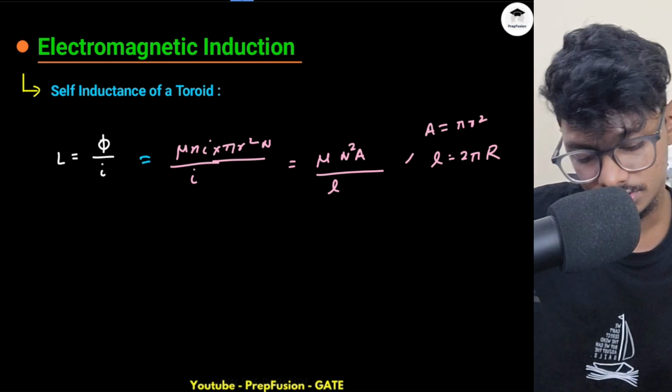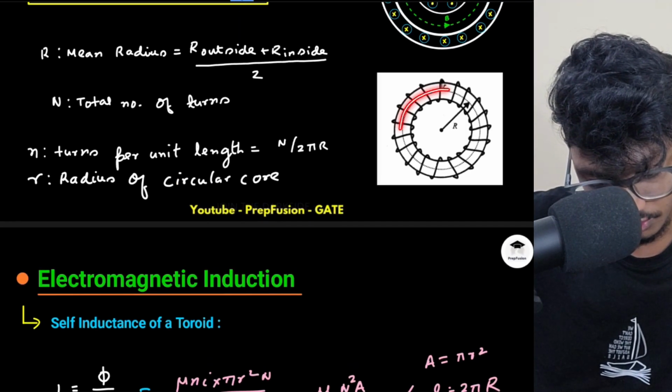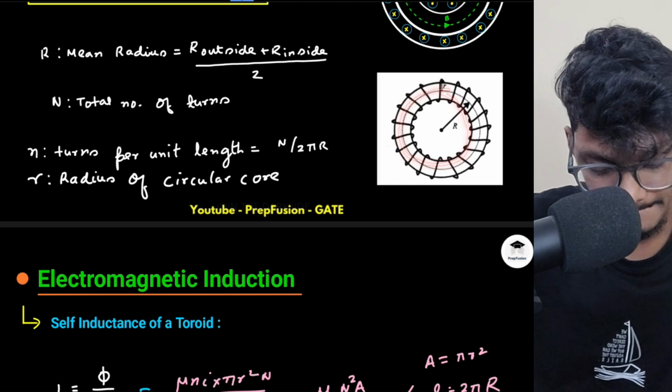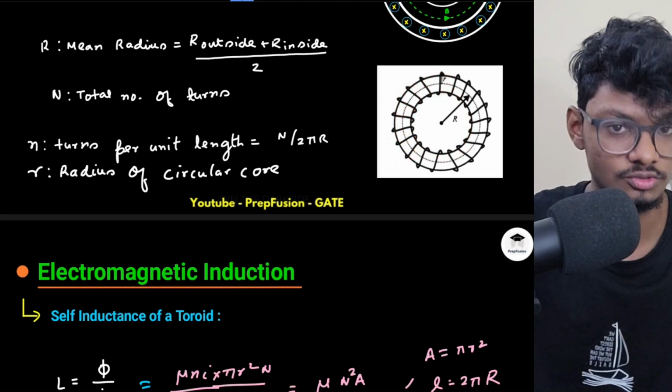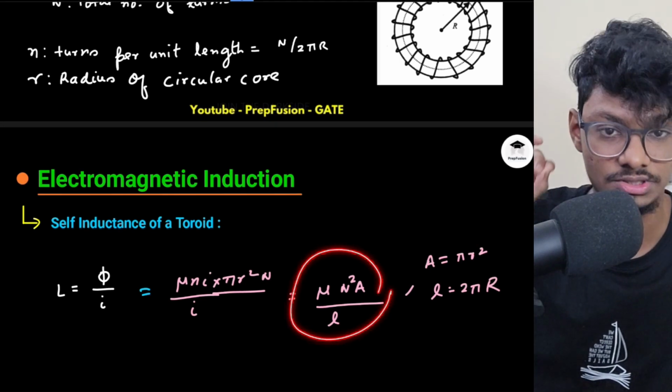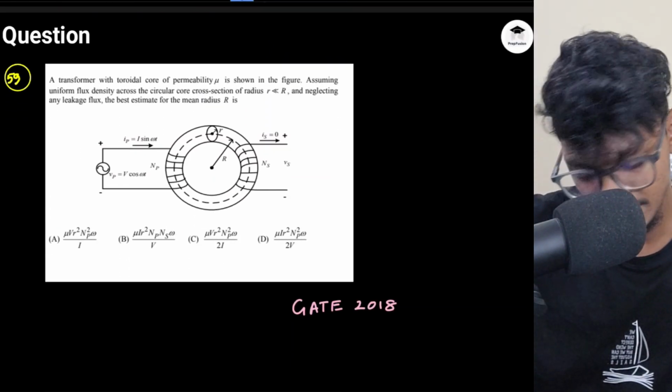Okay, so do understand this L is the length of this magnetic field basically, and the A is the cross section area about which it is crossing. So it's very important to understand the context of the formula. Okay, so let's solve the basic question.